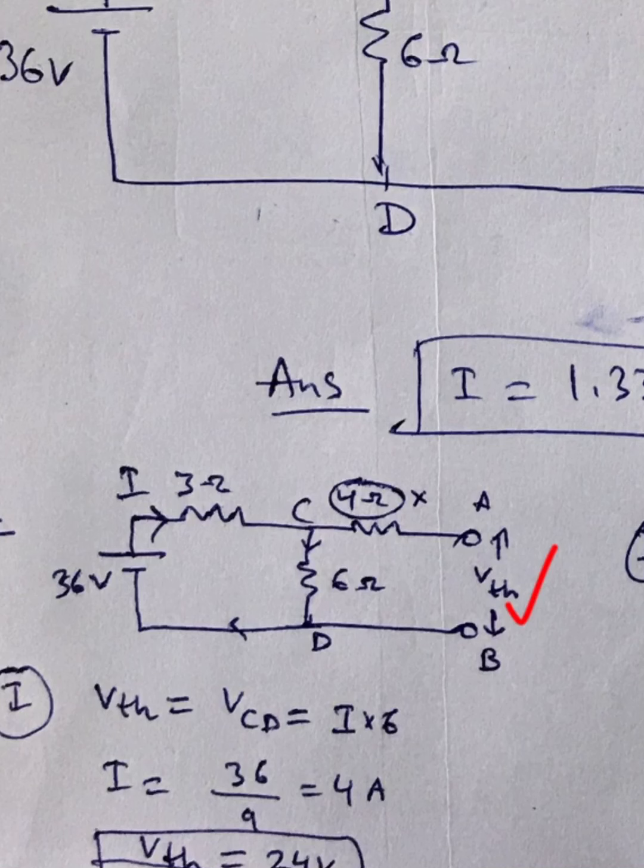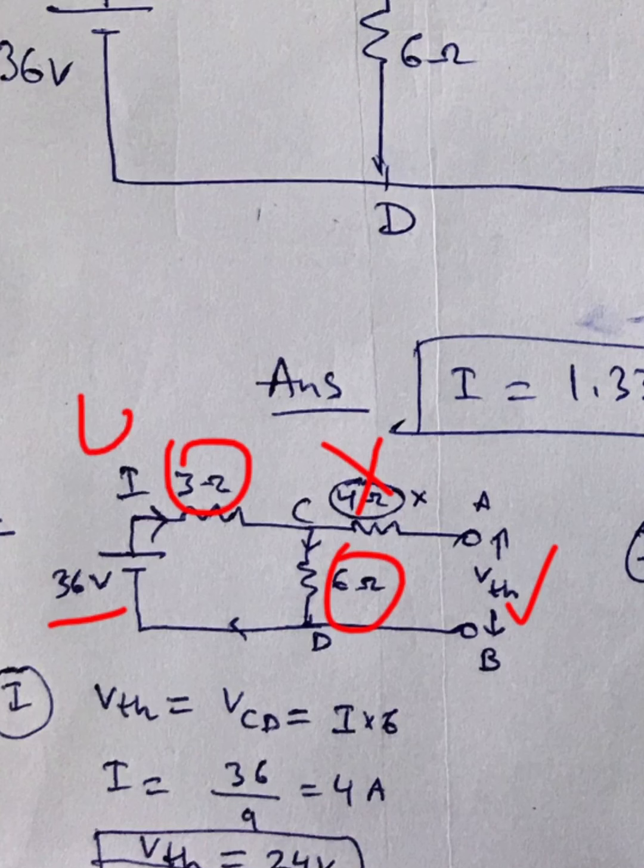Because these are open, the current will not flow through this 4 ohm resistor, and because the 36 volt source is here, current will only flow through this 3 ohm and 6 ohm. So it is very easy to calculate the total current: 36 divided by 6 plus 3, so 36 divided by 9 means 4 ampere. 4 ampere will pass through this.